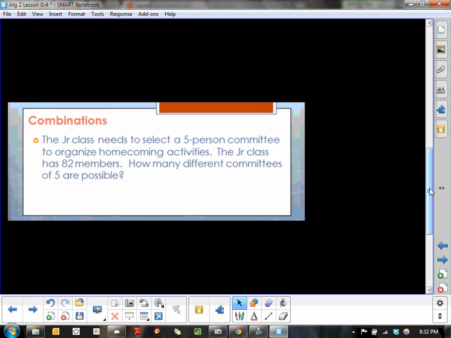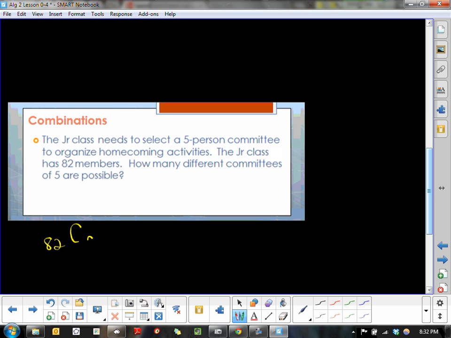None of them are more important than the other. We're not selecting one to do one duty or another. We just have 5 people. Because they don't have any distinct title, this is a combination. We've got 82 members of this class to choose from. We're going to do a combination because I don't care what order they come in.